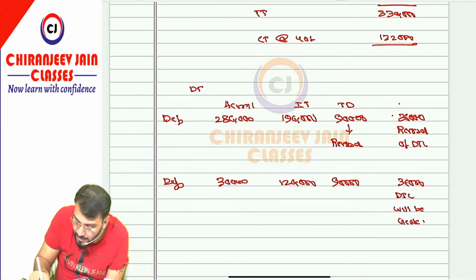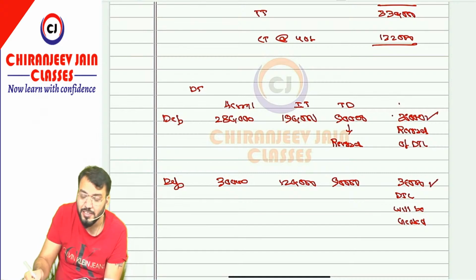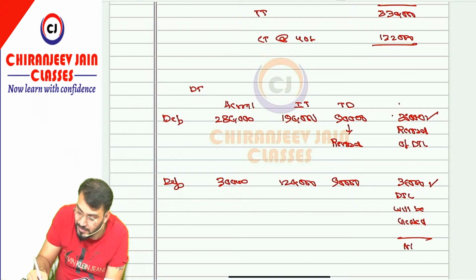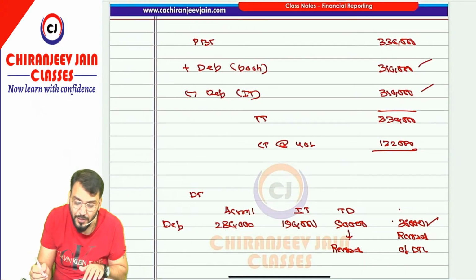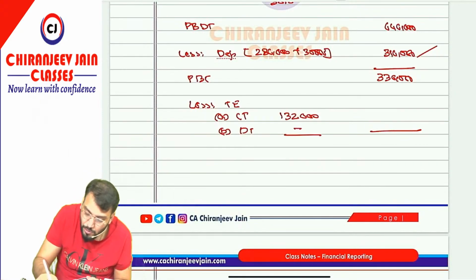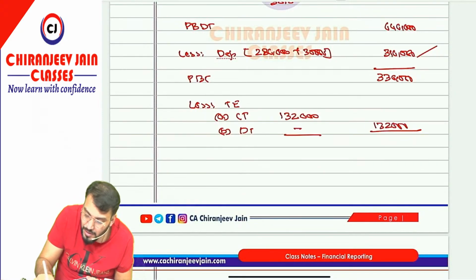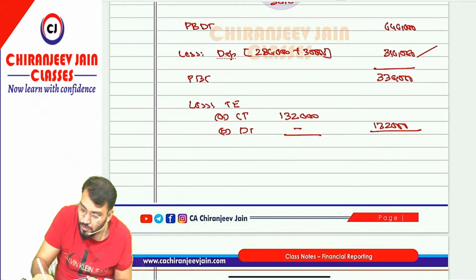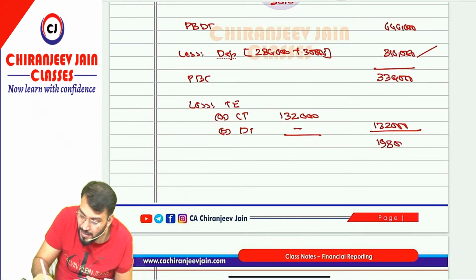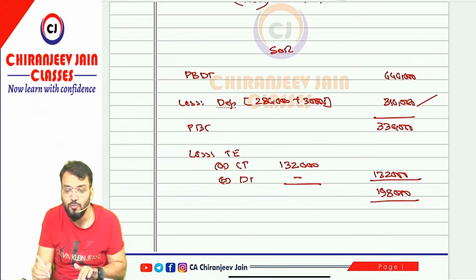Ultimately, 36,000 reversed, 36,000 created. So ultimately net impact is nil. So deferred tax becomes nil. Therefore deferred tax will be 0. Current tax will be 1,32,000 and this will be 3,30,000 minus 1,32,000. So your net profit will be 1,98,000.